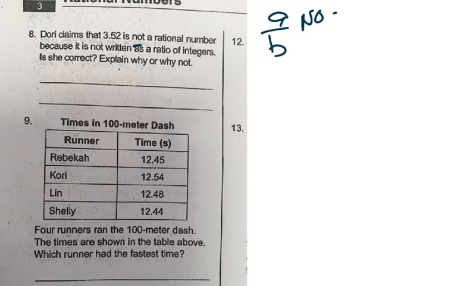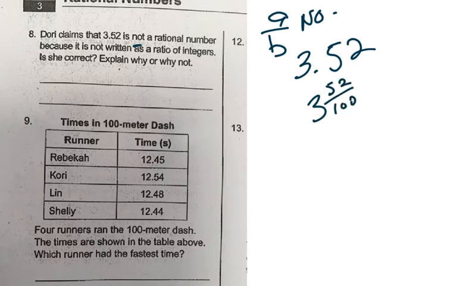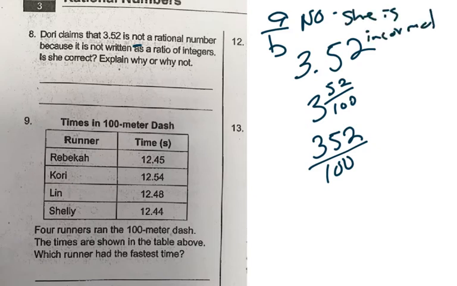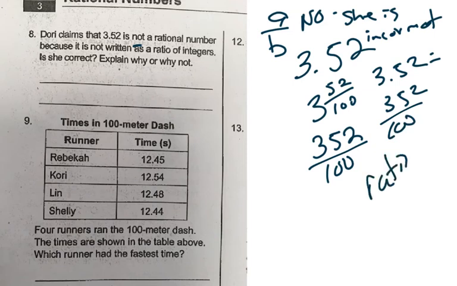Here is why. 3 and 52/100ths is the same as 3 and 52 over 100. And then I can turn that into AB form by saying 100 times 3 is 300, plus 52 is 352 over 100. So that is AB form. It can be written as a ratio of integers. So your answer is no, she is incorrect. 3 and 52/100ths equals 352 over 100. So it is rational. Okay? I hope that makes sense.